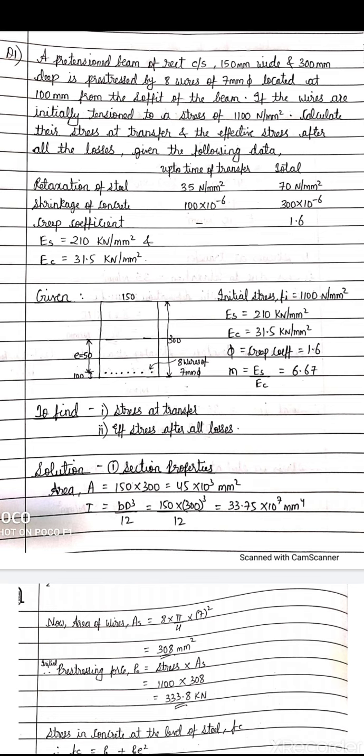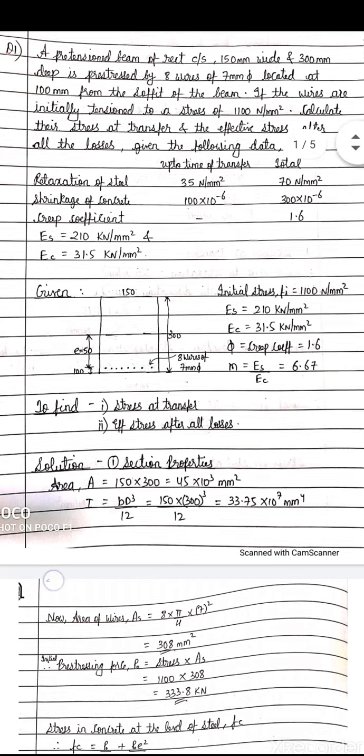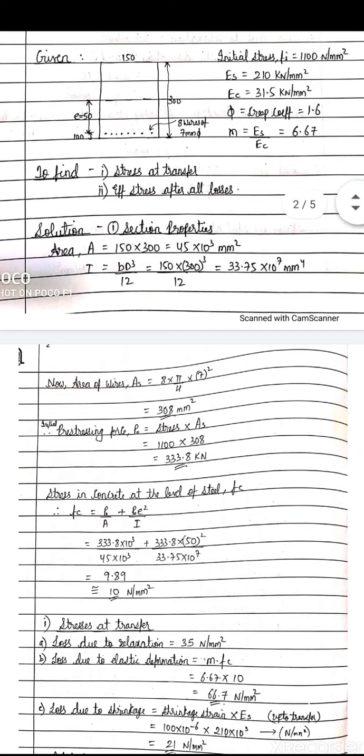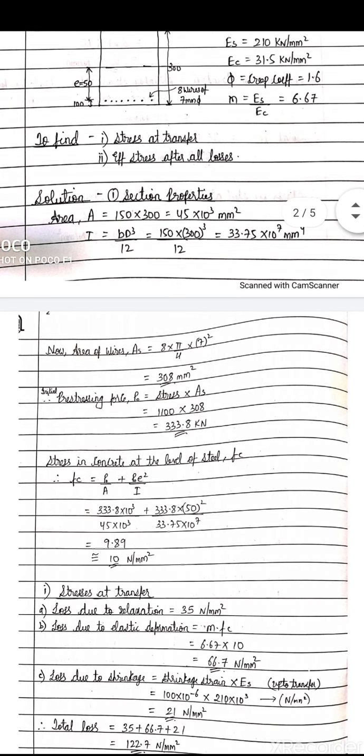So now what else is given to us? Actually the area of steel is also given to us, so we can find out area of steel. Area of wires is 8 number of wires and the diameter is 7, so 8 into pi by 4 into 7 square, that comes out to be 308 mm square. Okay, so we got the area of wires also. So now we'll find out the initial pre-stressing force. So once you have the area and the stress, you can definitely find out the force. So force is nothing but stress into area. So initial stress is 1100, area of steel is 308, so the initial pre-stressing force we got is 333.8 kilonewton.